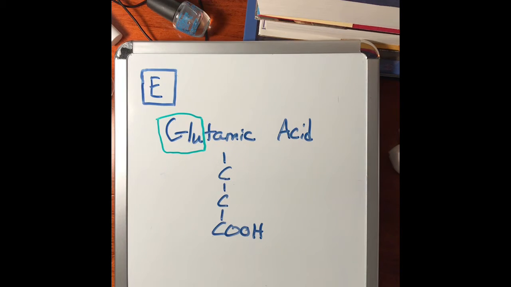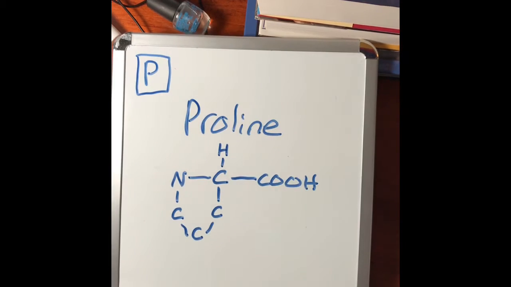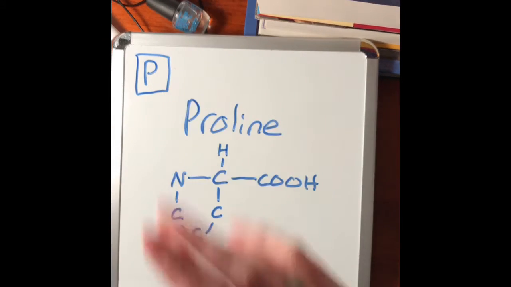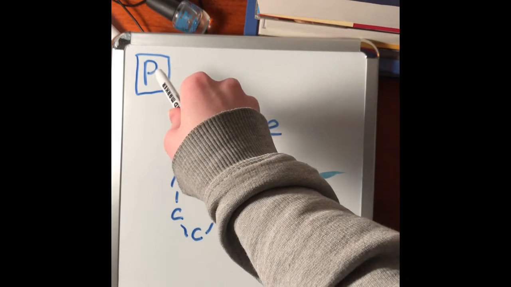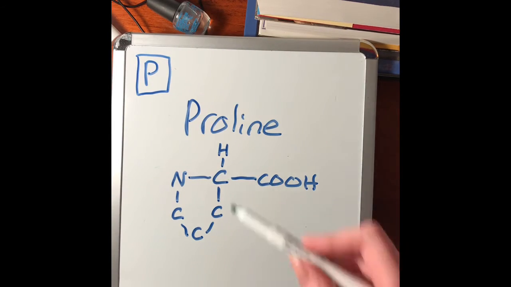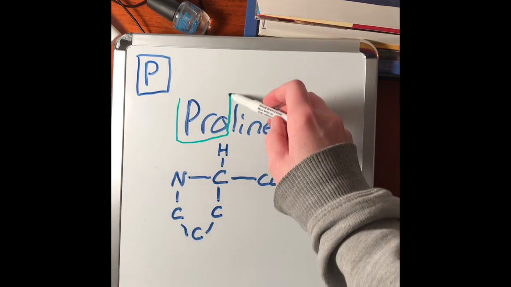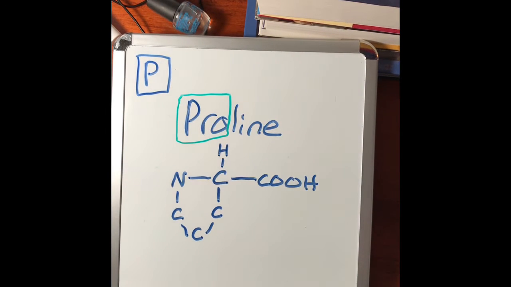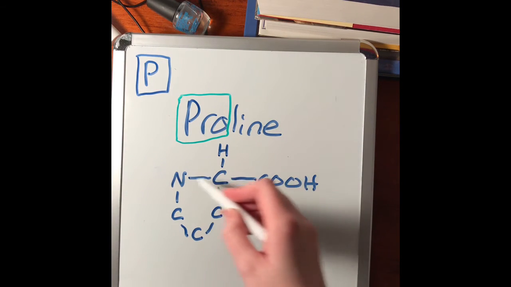I'm sure you're ready to move on to another amino acid, so let's go. This is proline, and yes, I know it looks a little scary, but let me explain. First, it correlates to the letter P, and its 3-letter abbreviation is PRO. Now, let's move on to its structure.